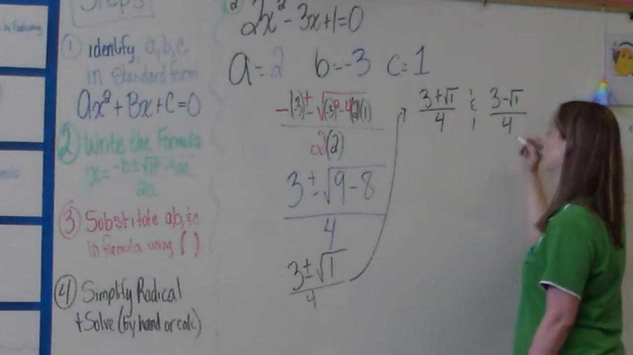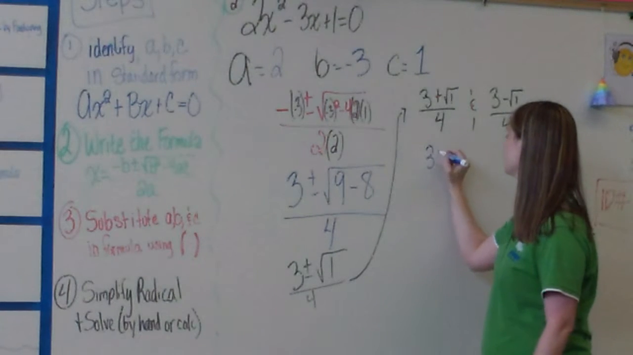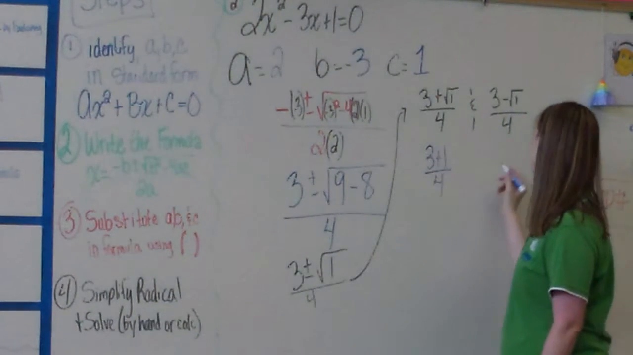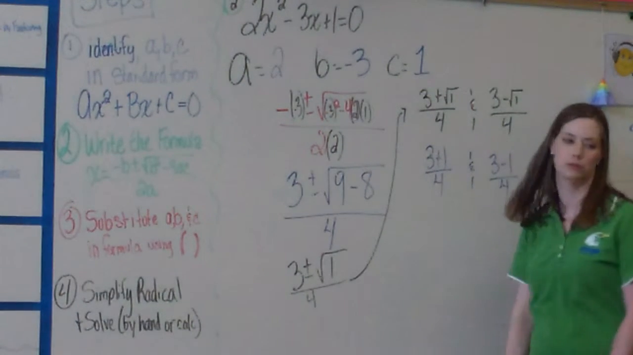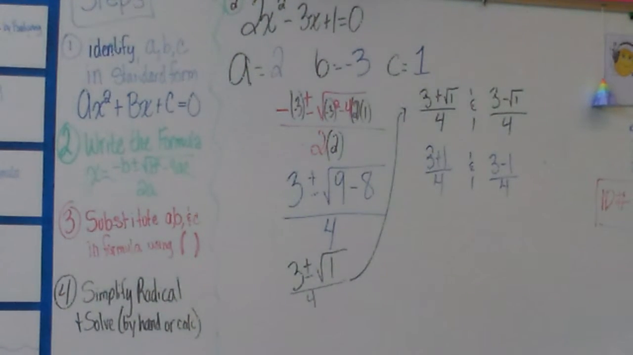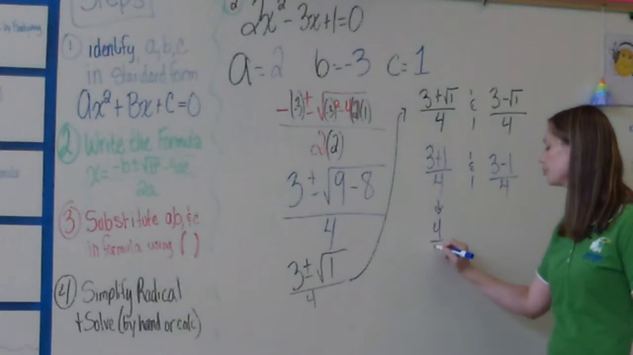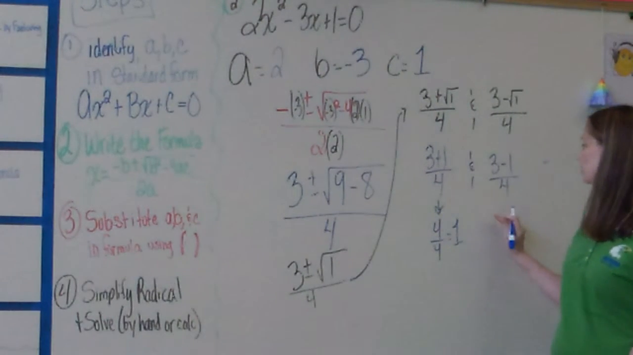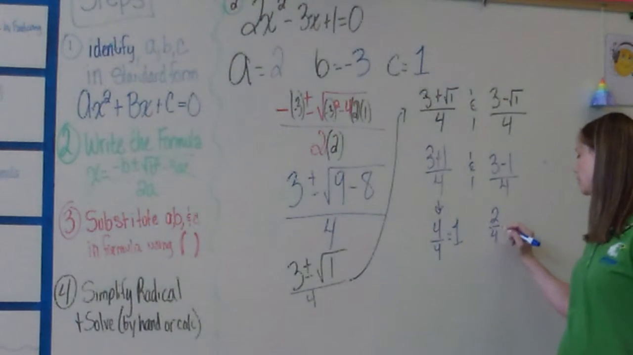What is the square root of 1? 1. What number times itself is 1? 1. So that means I have 3 plus 1 over 4, and 3 minus 1 over 4. What are my final fractions going to be? 4 over 4, which is just 1. And what am I going to get over here? 2 over 4, which is really 1/2.